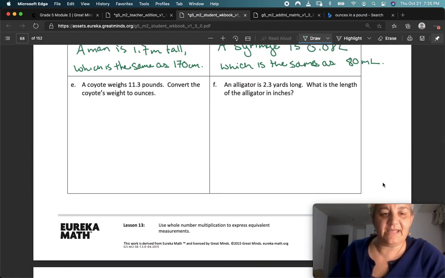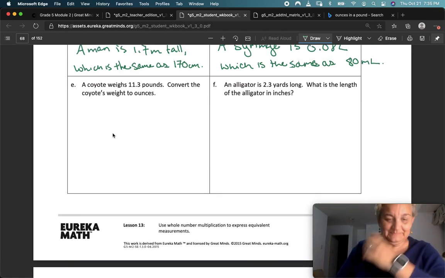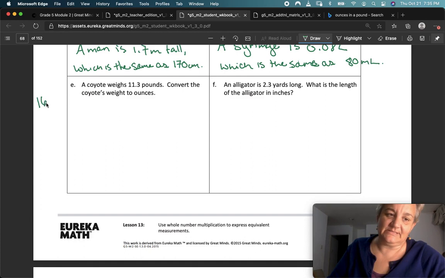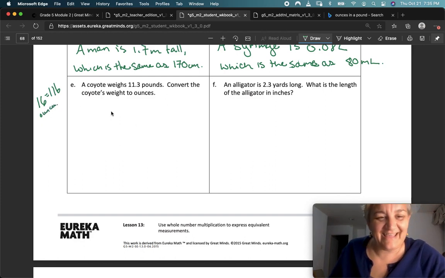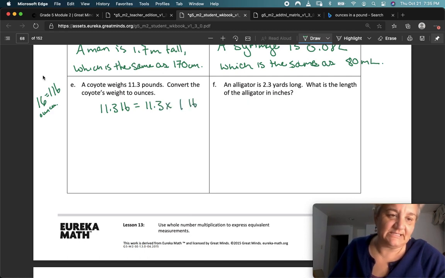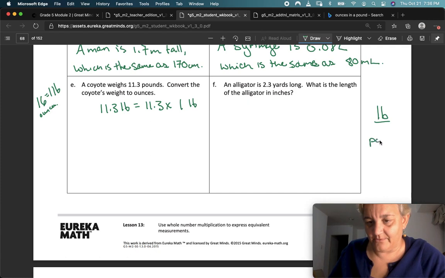A coyote weighs 11.3 pounds. And we just said that 16 ounces is equal to 1 pound. Remember, we just looked that one up. That one's always hard for me to remember, but I remember it from just now. So 11.3 pounds equals 11.3 times 1 pound. LB is the symbol for pound.